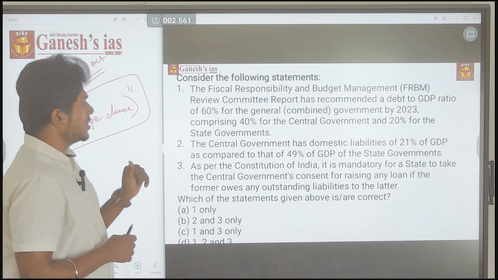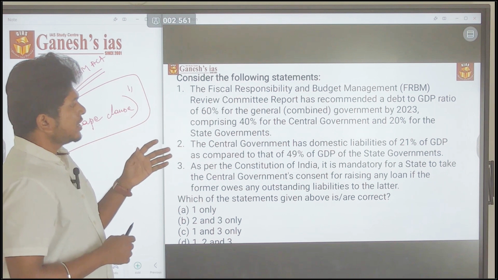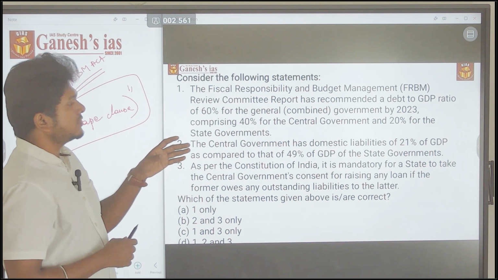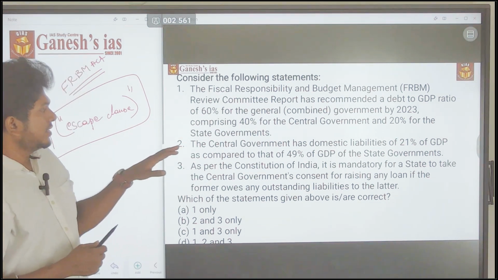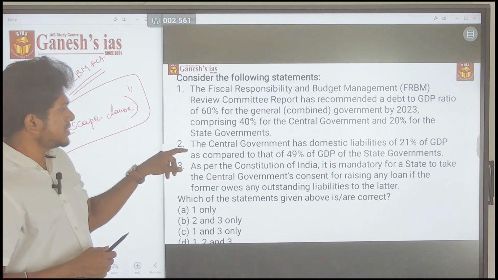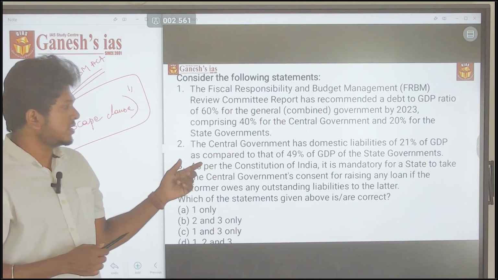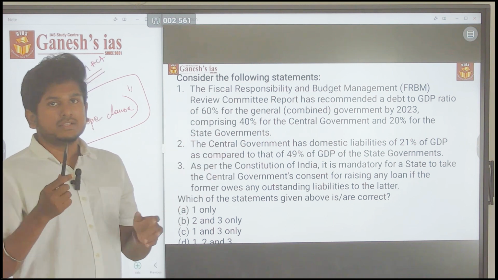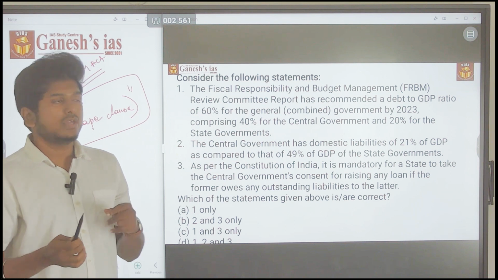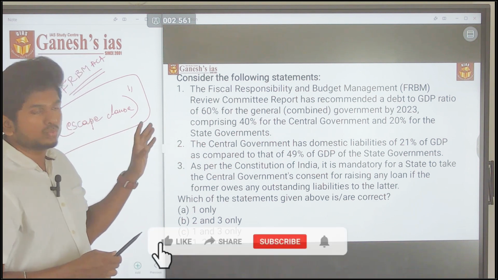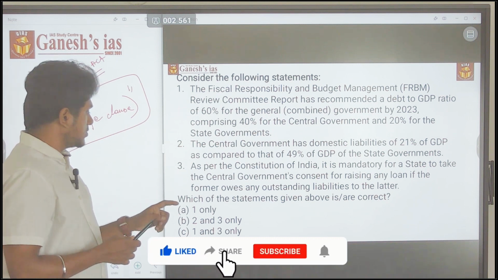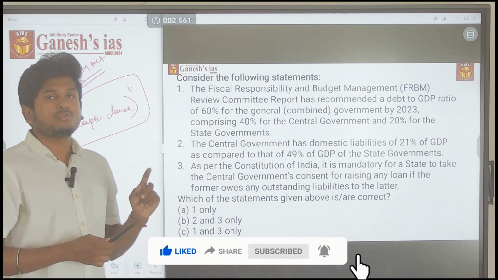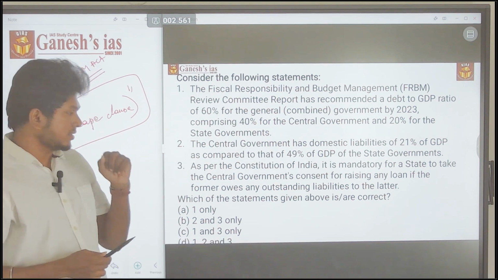Next, the second statement: the central government has domestic liability of 21% of GDP as compared to 49% of GDP of the state government. If the first statement is right, the second statement has a factual error. The state government has 49% but the central government only 21%, so the statements have been interchanged. By that you can eliminate statement 2. Since statement 1 is right, the answer is either A or C. Then you have to find whether the third statement is right or wrong.